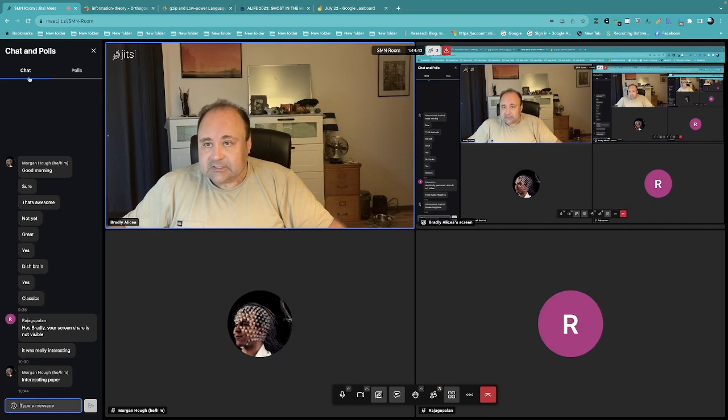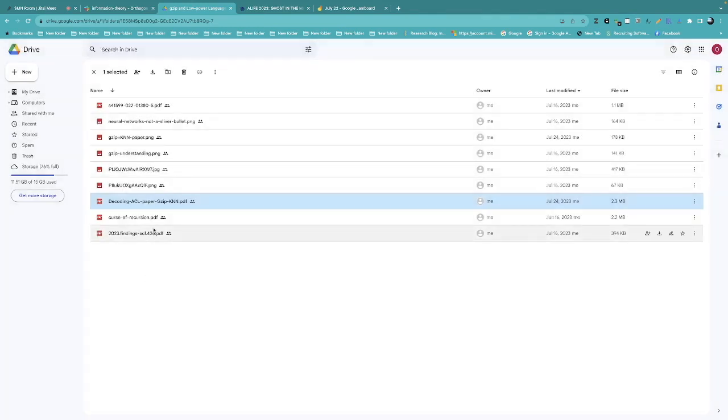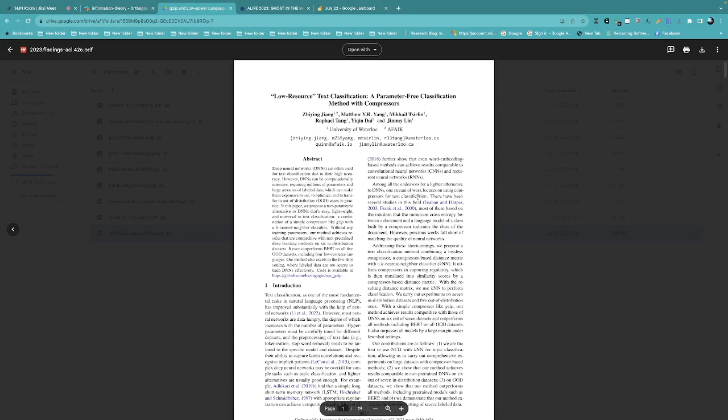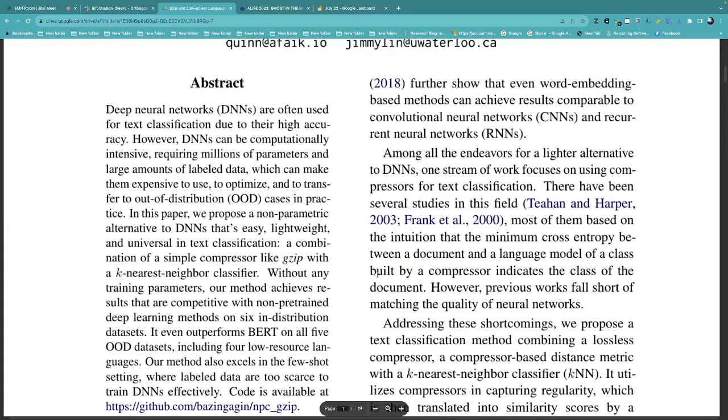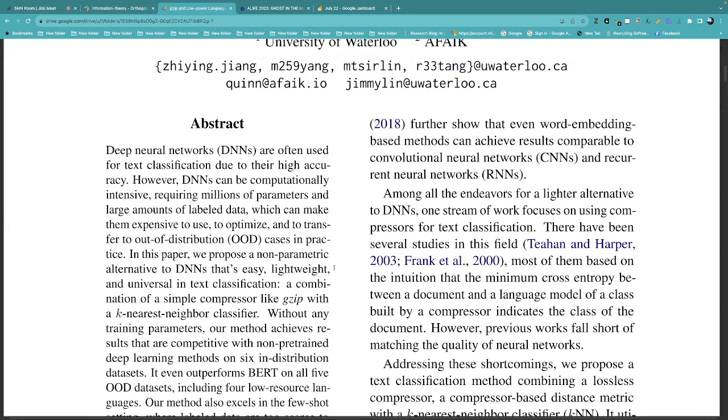Okay, yeah, this is an interesting paper. There was some criticism of it, and I don't know if I have the criticism in here, but this is the paper itself. This is a group of people from the University of Waterloo in Canada. It's called Low Resource Text Classification, a parameter-free classification method with compressors. So they're using gzip to compress. They're using a simple method to classify the distance between the compressions, and that's basically it.